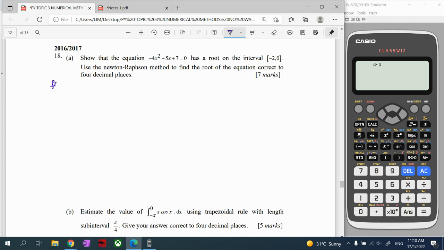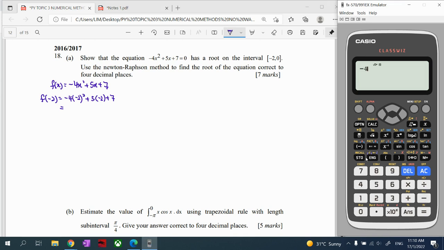So our function is equal to -4x squared plus 5x plus 7. Since it's already equal to 0, we can take it as the function. Then we're going to substitute the interval that they ask us to find, which is -2. So make sure you write the steps clearly. Show us what you substitute in.